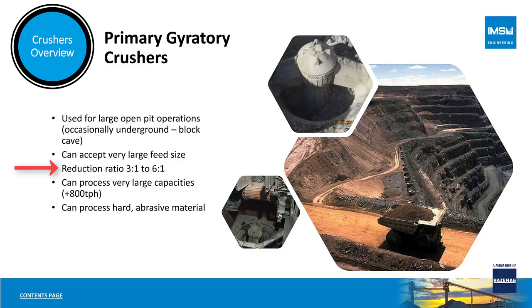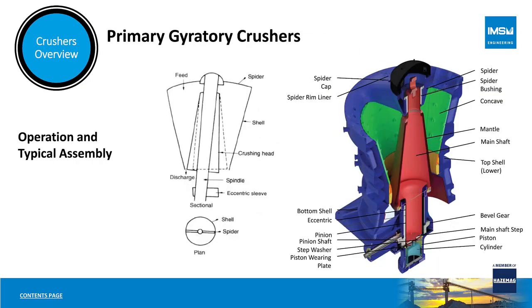It is generally only economically viable to select primary gyratory crushers for capacities of more than 800 tons per hour, and there are many operations where the feed to the primary gyratory is in excess of 10,000 tons per hour. If we move on to the typical assembly of a primary gyratory crusher, the crusher has an oscillating main shaft, which is supported at the lower end on a hydraulic cylinder on a ram, and at the upper end in the spider arm by means of a bush or a bearing.